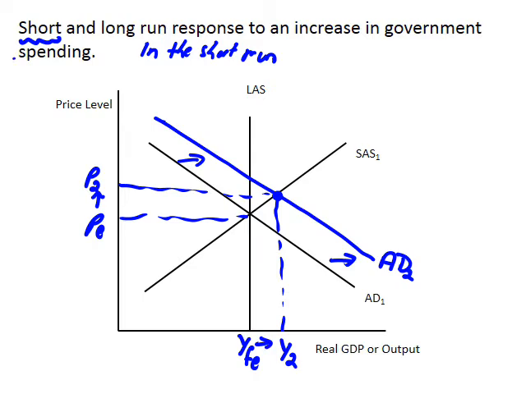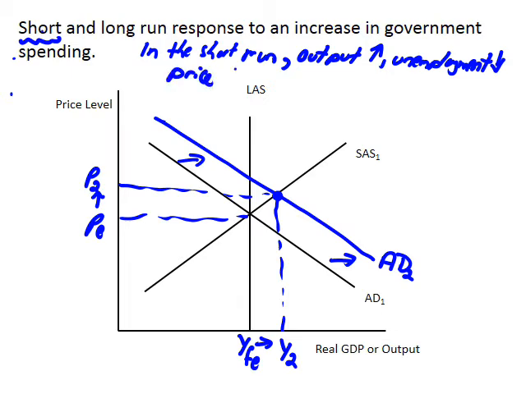Okay, so in the short run, we know output has gone up. We know unemployment has gone down, and we know that the price level has gone up. But this is the short run equilibrium. Remember, there's going to be forces pulling us back to the long run equilibrium. So let's look at that in red.